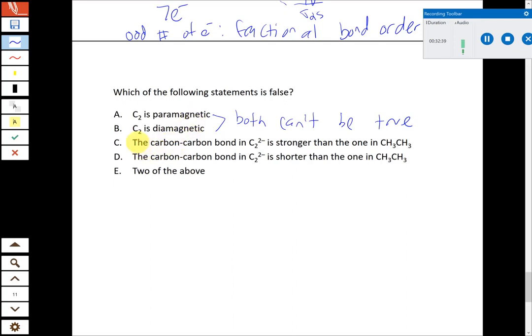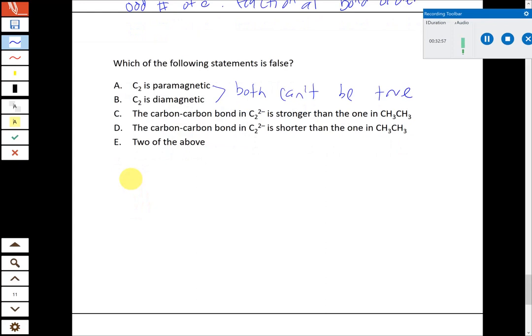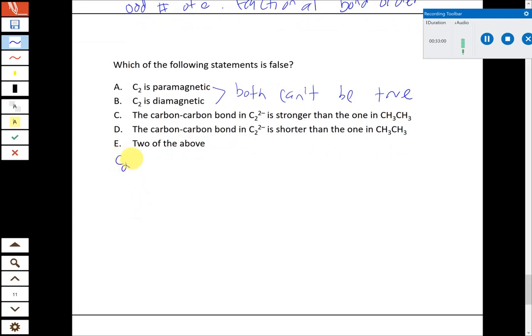But we also have to then determine between choices C and D, are any of these false? So between A and B, one is going to be true, one is going to be false. They both can't be true, they both can't be false. It's because every molecule is either paramagnetic or diamagnetic. But then we also have to look at choices C and D. So first we're going to deal with neutral C2. So that's going to be the same orbital diagram we did just now.